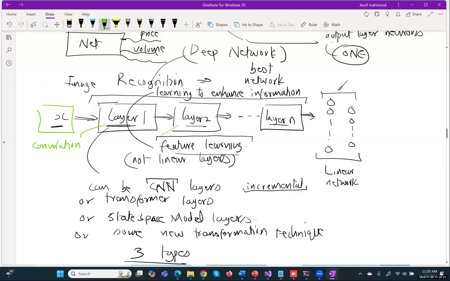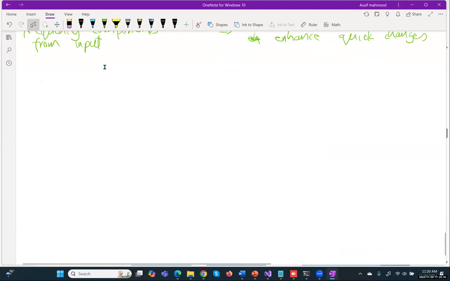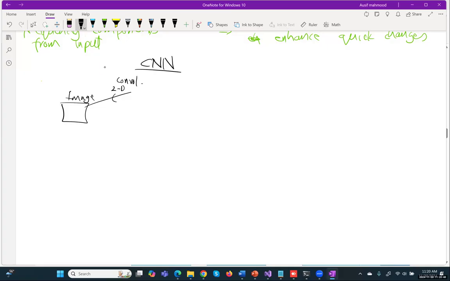So not only that, but the general idea of a convolutional neural network, now let's take a look at a CNN. We'll start out with an image, and we will apply a 2D convolution to it, which means we will have a 2D kernel.